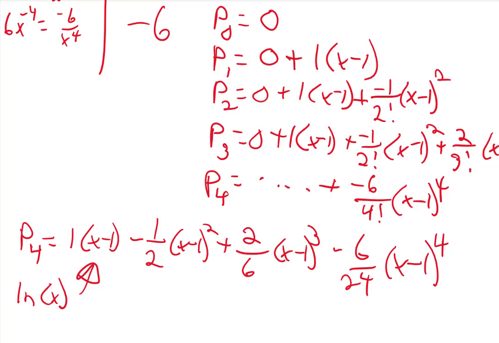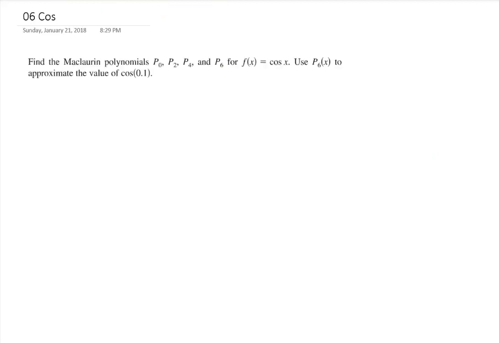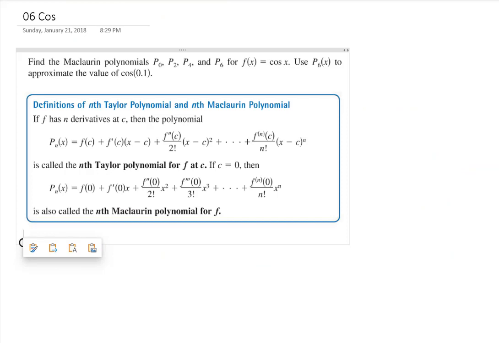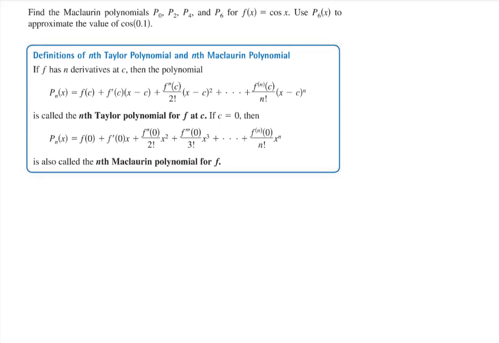Okay, so what I want you to do now is go to the next page, the cosine, and I'm going to put this on the board for you like this. I want you to pause the video and see if you can write out the Maclaurin polynomial, P0, P2, P4, and P6 for cosine of x. And then we'll use the P6 to approximate cosine at point 1. So if you would, just pause the video at this point, take about 3 minutes, see if you can come up with this. You'll want to do the same thing we did before.